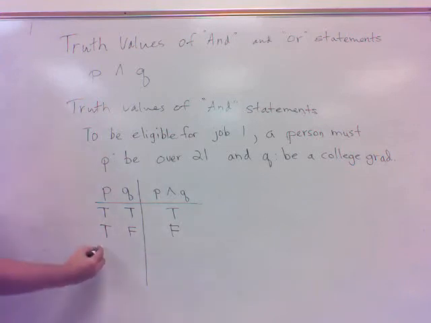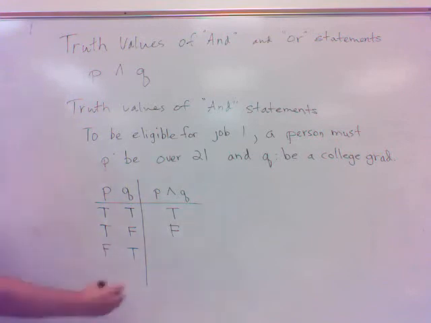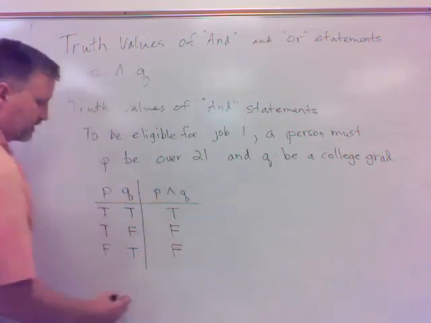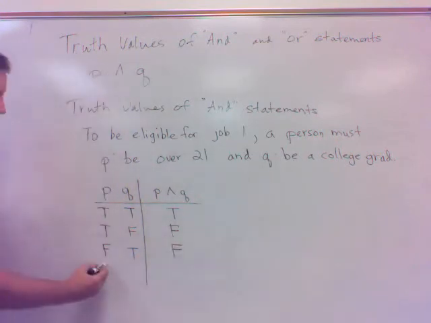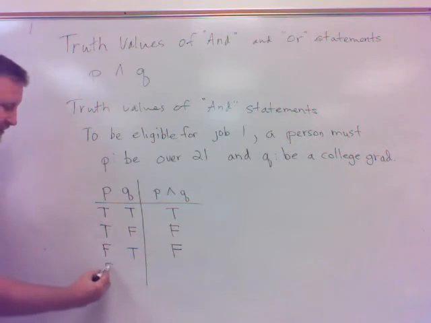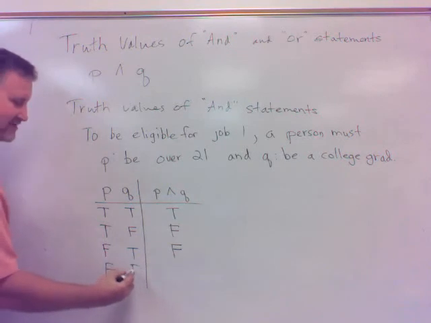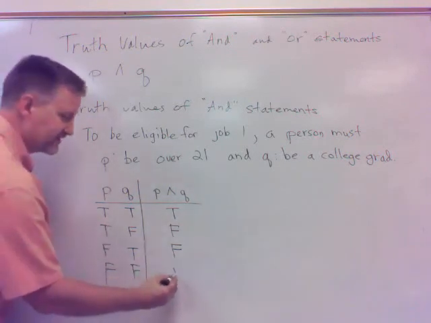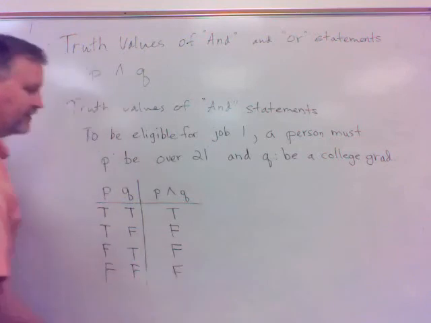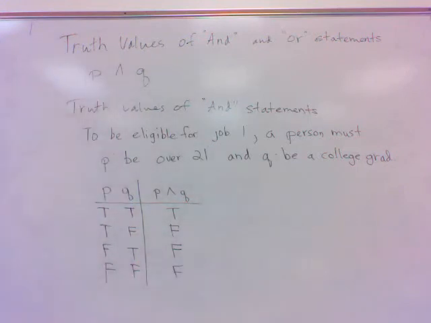All right, person number 3 comes in. False, they're over 21. True, they're a college graduate. Are they eligible? Still not eligible, are they? Because you have to be both. And then person number 4 just comes in off the street, not over 21, not a college graduate. Are they eligible? Obviously not eligible. All right. So just kind of a roundabout way to show you how the and works.